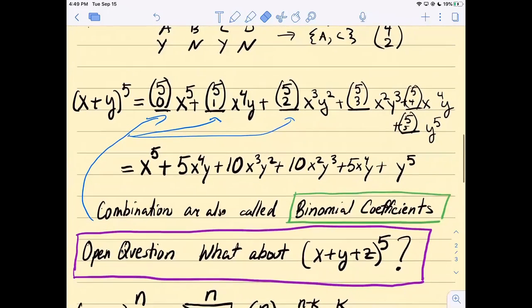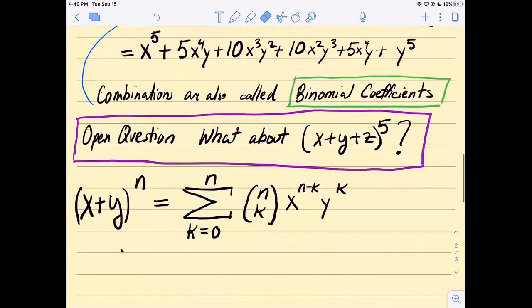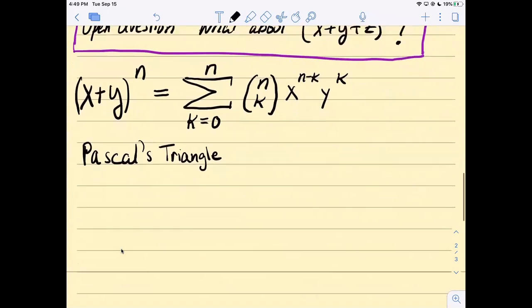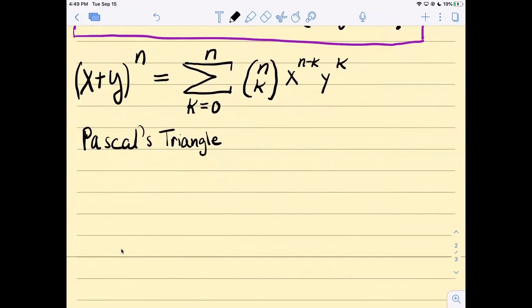What you might have seen before is there's another technique to do these expansions using something called Pascal's triangle. And it's a really cool mathematical object. What it does is it collects the combinations in a triangle. So 1 choose 0, 2 choose 0, 2 choose 1, 3 choose 0, 3 choose 1.